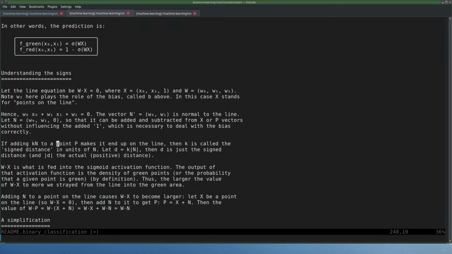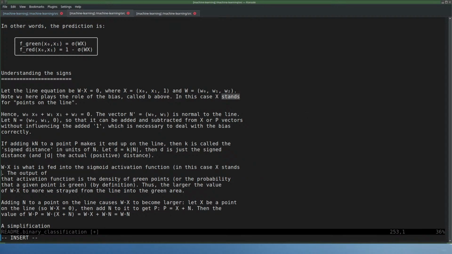So p here definitely stands for an arbitrary point. Still I want to talk about x here, but okay, I'll just do it like that. In this case, x stands for the input.